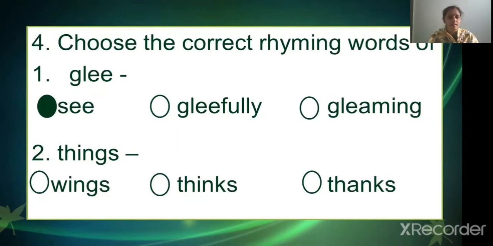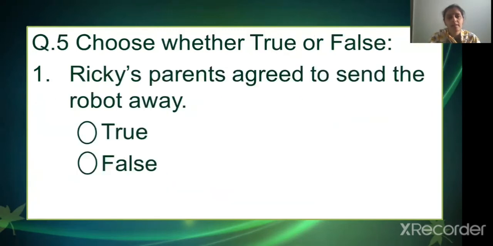Glee, see. The next one is things. So what would be the rhyming word for things? Wings, things, or thanks? Yes, the rhyming word of things would be wings. Clear? Let's go to the next one.